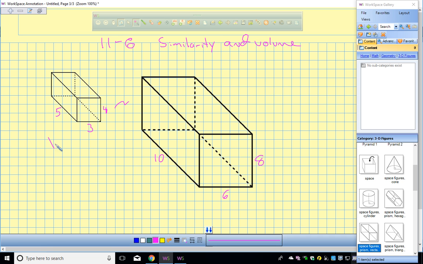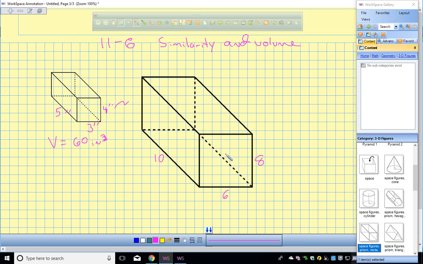How would I find the volume of the little figure? 3 times 4 times 5. What's that? 60. Let's say these are inches, inches, inches. So 60 inches squared, or cubed, sorry. Inches cubed.